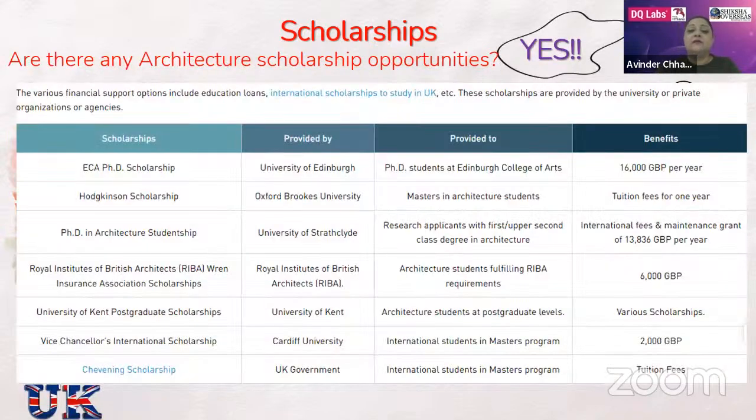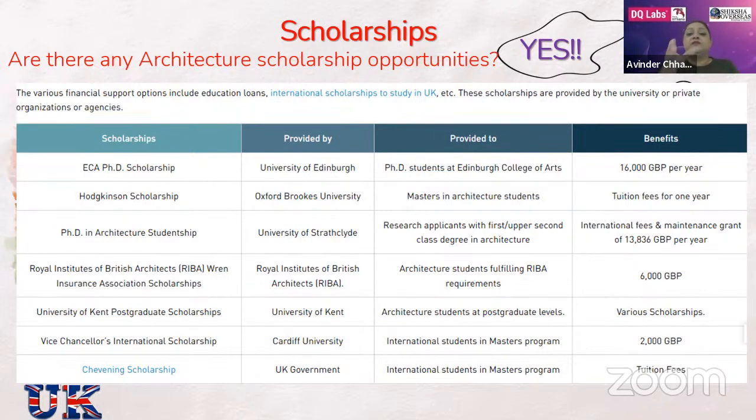Then these are the scholarship opportunities available for architecture. The types of scholarship include the ECA PhD scholarship, Hodgkinson scholarship, PhD in architecture studentship, Royal Institute of British Architects, RIBA, Wren Insurance Association scholarships, University of Kent postgraduate scholarships, and then the Vice Chancellor's International Scholarship, and the Chevening one.